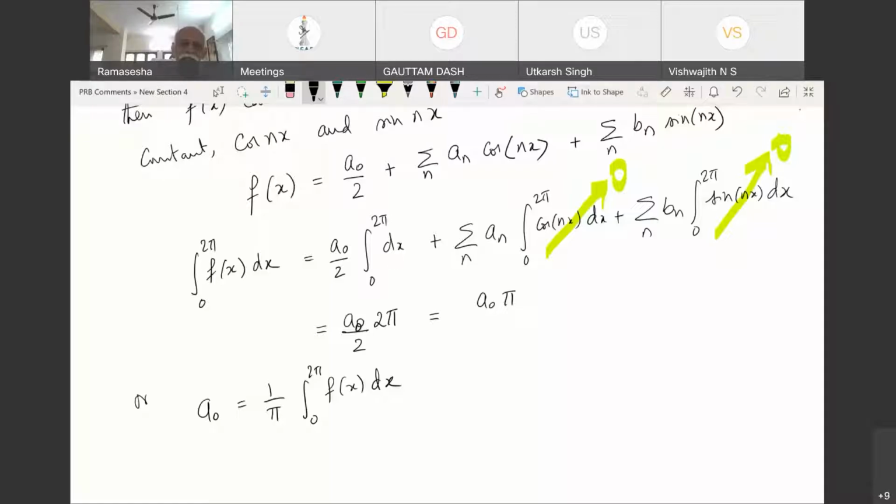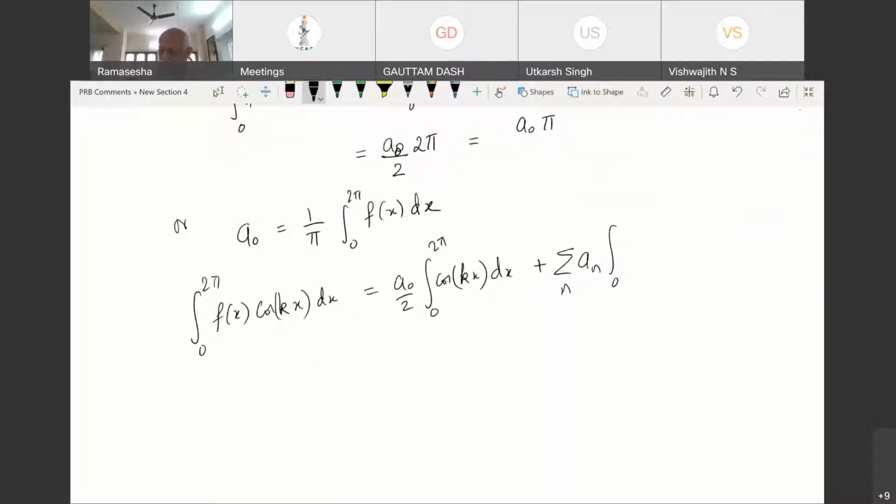Multiply the whole thing by cosine kx and integrate, dx. This is equal to a naught by 2 integral 0 to 2 pi cosine kx dx plus sigma over n an integral 0 to 2 pi cosine nx cosine kx dx plus sigma over n bn integral 0 to 2 pi sine nx cosine kx dx.